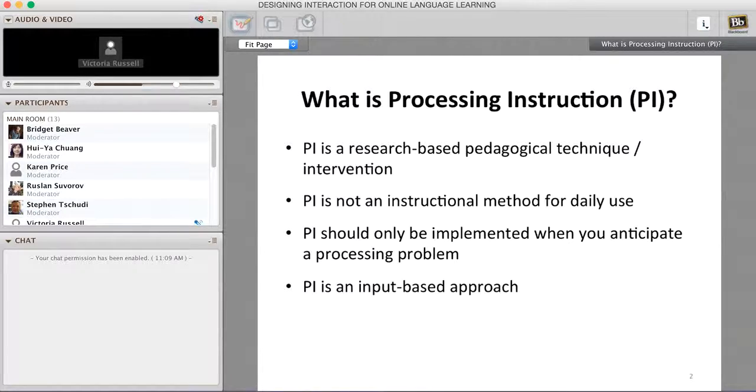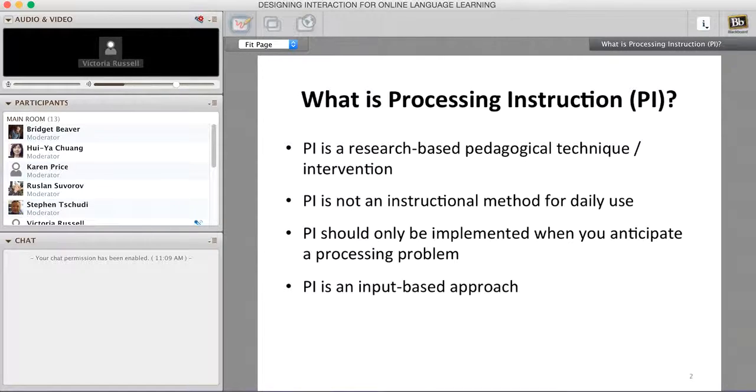It's also very important to understand that PI is a pedagogical technique and not an instructional method. Many researchers and scholars confuse PI for an instructional method. With instructional methods and approaches, we use those every day to teach all aspects of second and foreign languages. Processing instruction, on the other hand, is meant to be dropped in as an intervention when instructors anticipate that their students will have difficulty processing certain aspects of their input in the second language. Van Patten suggested that PI should be parachuted in when a processing problem is anticipated.